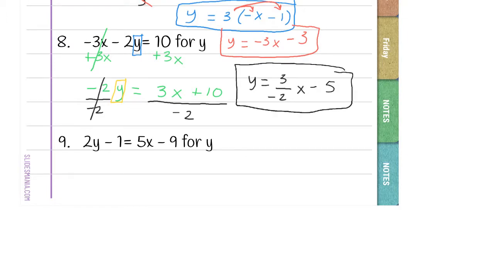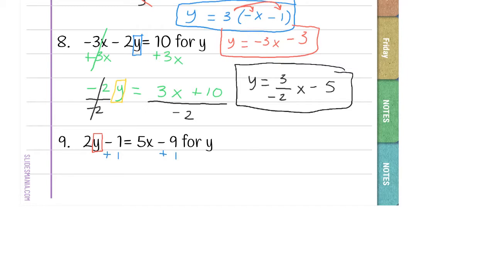And for the last one, it says 2y minus 1 is equal to 5x minus 9. Solve for y. Put a box around your y. And I'm going to move everything that's not close to that box variable to the other side first, okay? So in that case, this is the negative 1 or the minus 1. What is the opposite of minus 1? Well, that is plus 1.